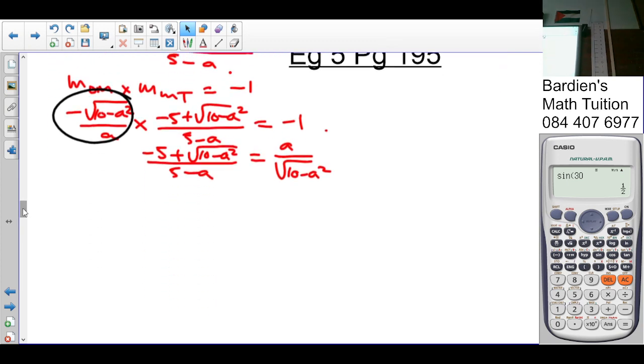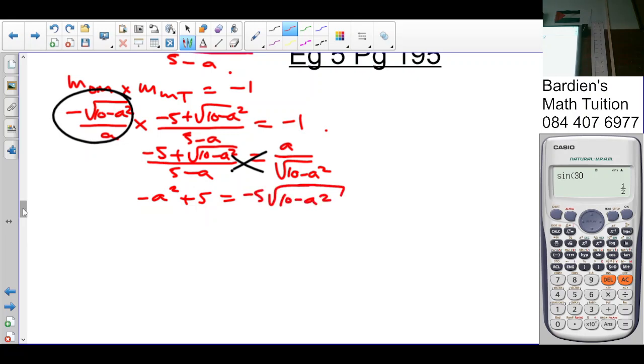I can cross multiply. So that's going to give you negative a squared plus 5 is equal to negative 5 times the root of 10 minus a squared, which is negative 5 root 10 minus a squared, plus root 10 minus a squared times root 10 minus a squared, which is 10 minus a squared. So what you should have noted at this point is that negative a squared cancels negative a squared.